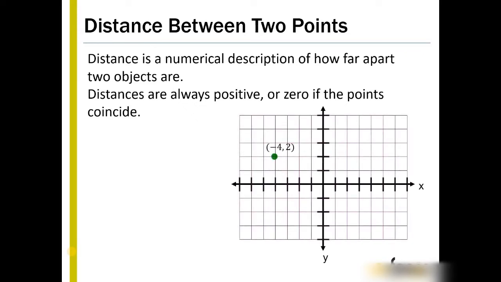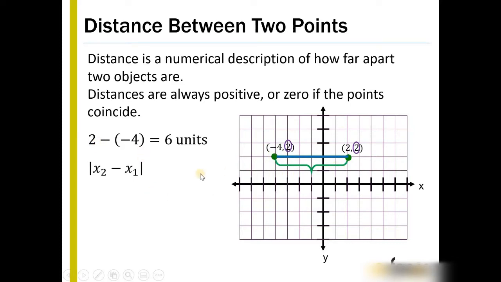Here's a diagram. Here's the point -4, 2, and here's the point 2, 2. The distance between these 2 points is this length here from one point to the other point. It's how far apart these 2 points are. They have the same y-coordinate, so the distance between them is just a horizontal line. So this distance here is the difference between this x-coordinate 2 and this x-coordinate -4. The difference between them is 2 take away -4, which is 6. So the distance between these 2 points is 6.